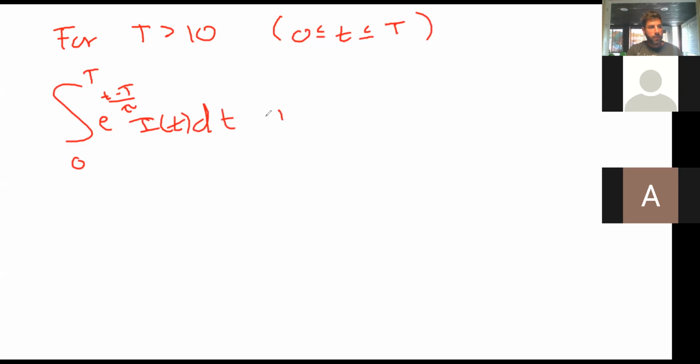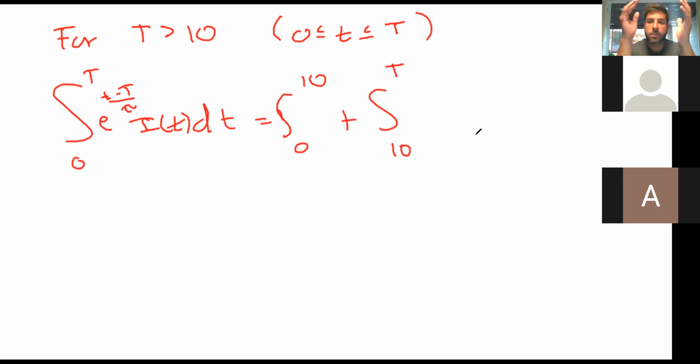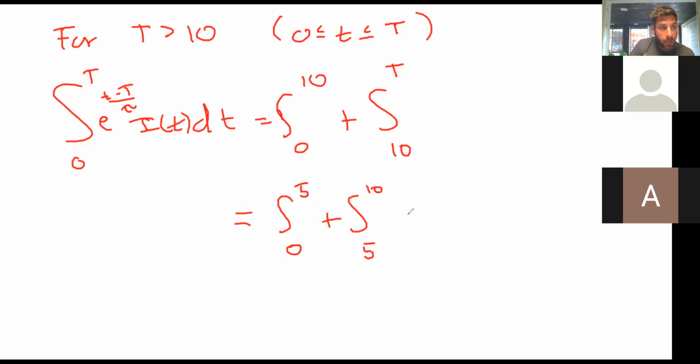So you could think of this as equal to the integral from 0 to 10, and then plus the integral from, say, 10 to t, because I is going to be different on each one of those intervals. Matter of fact, we have to be even more careful. We have to integrate 0 to 5, plus 5 to 10, and then plus 10 to t.